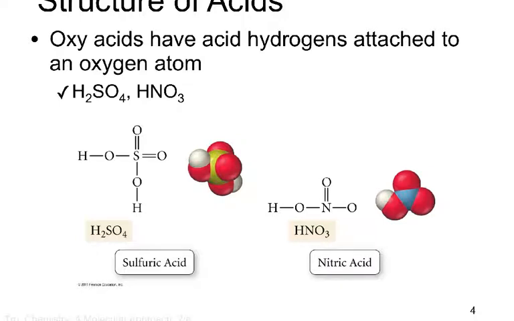You can identify acids in this course by the fact that there is an H out front in a molecule. So in H2SO4, both of those H's are acidic. HNO3 has one acidic hydrogen.